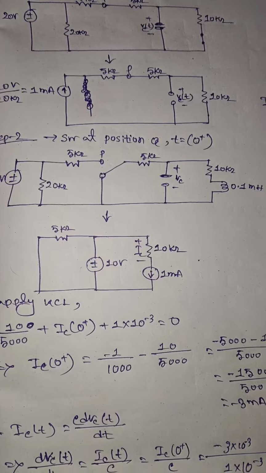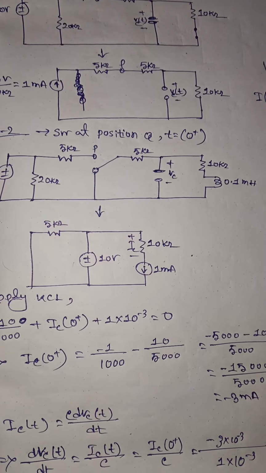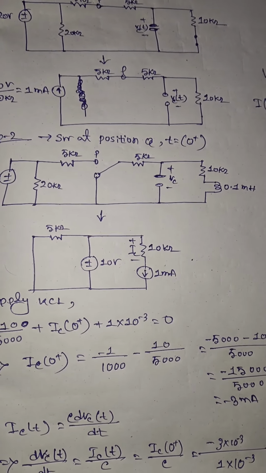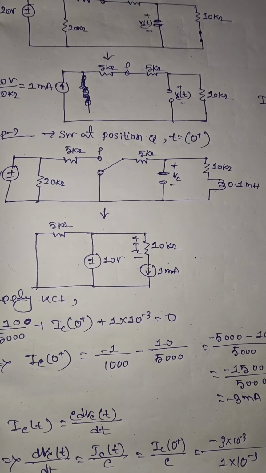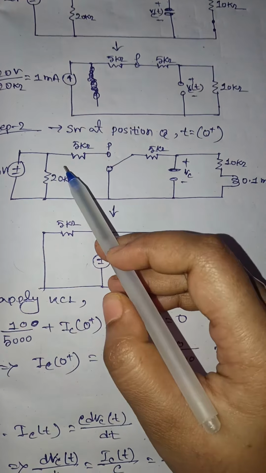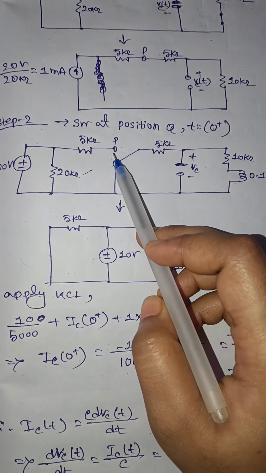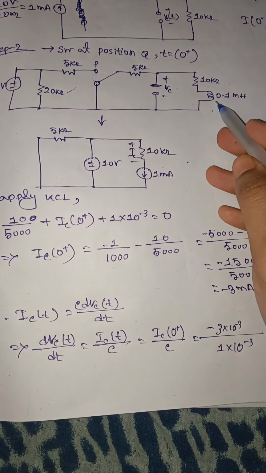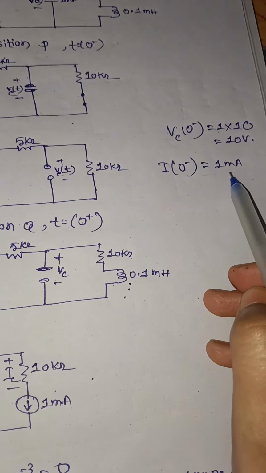Step 2: now the switch is connected to the Q terminal, so it is a short circuit. On the other hand, the P terminal is an open circuit. Since the switch is no longer connected to the P terminal, that part will not work here because of the open circuit. So look here, we have already found the current, 1 milliampere.